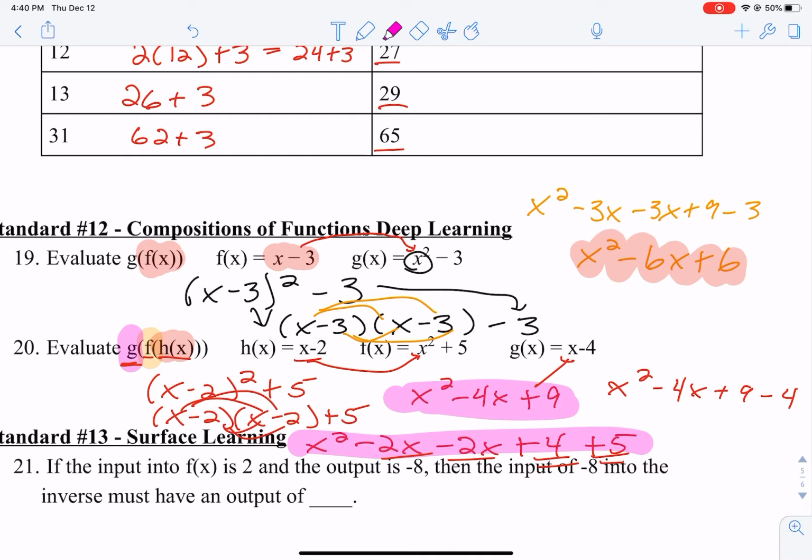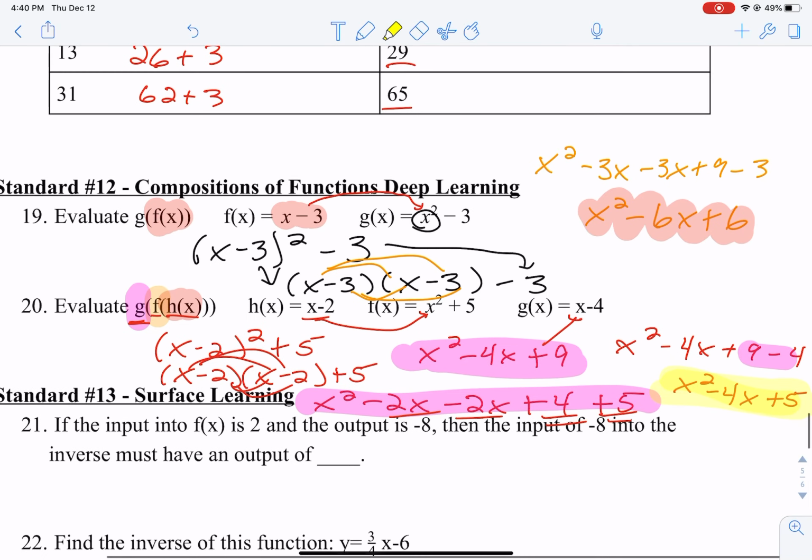Well, the only thing I can do with this is combine our like terms. So this would be x squared minus 4x plus 5. That is my final answer. Sorry for all the highlighting. That's not the answer. So that is the actual answer right there.